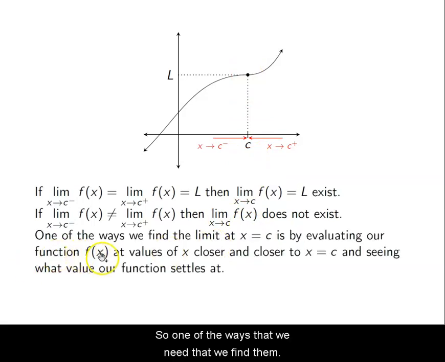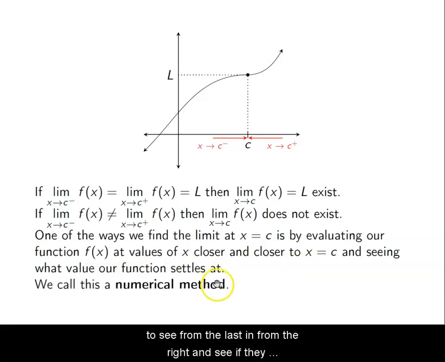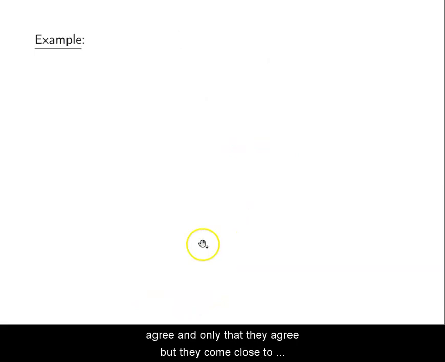Okay, so one of the ways that we find the limit at a point, besides looking at a graph, right? Sometimes we can look at a graph and we might not know what this value of L is just by looking at the graph. So one way that we find these values is using numerical methods. The numerical method is to plug in values closer and closer to C from the left and from the right and see if they agree. And not only that they agree, but that they approach the same value. Okay, so this is our first numerical method.